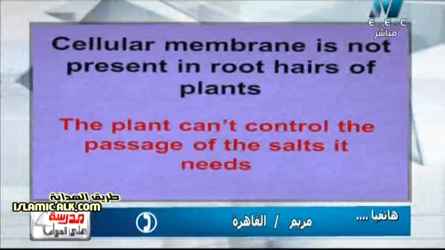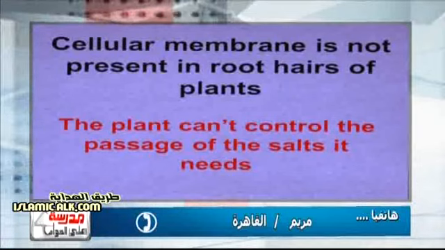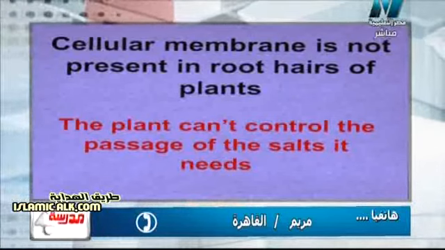Okay. So Mariam, I have a question in my mind. What is meant by the selective permeability property? It's a process by which the cell membrane of the root hair allows some types of salts to pass according to the plant's needs. Excellent, Mariam. Very good, wonderful. So it's a very important property where it allows the passage of certain salts to go inside the plant and not others, according to the plant's need.